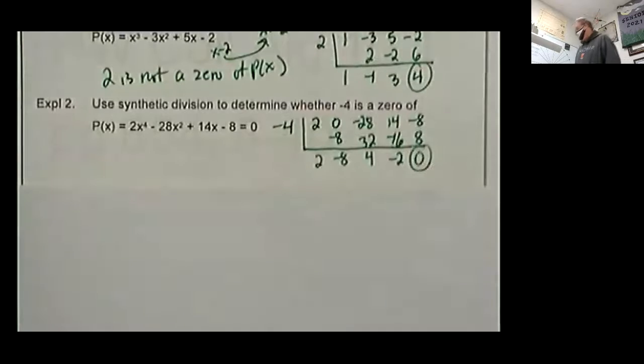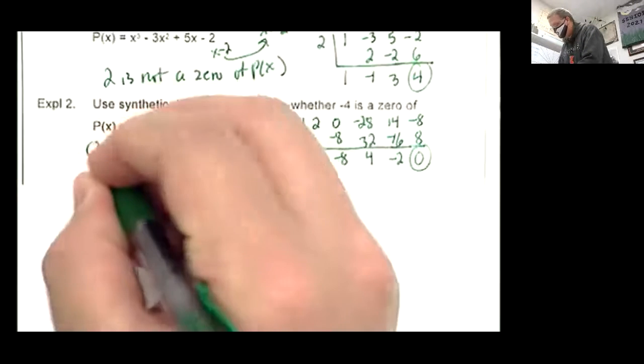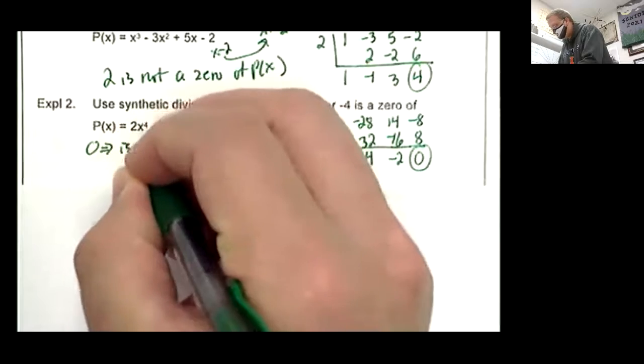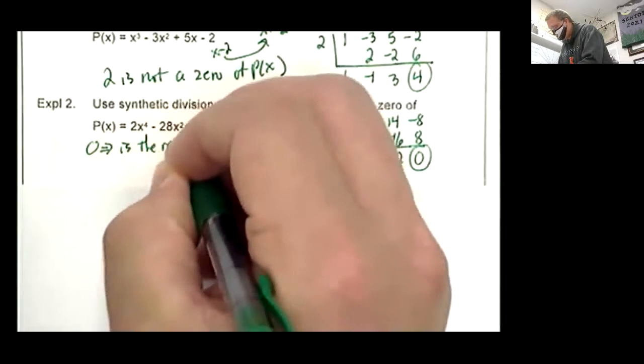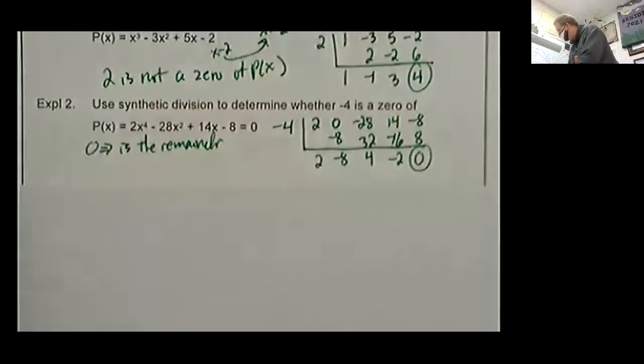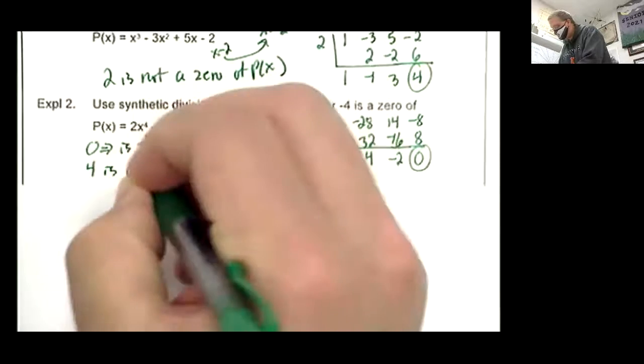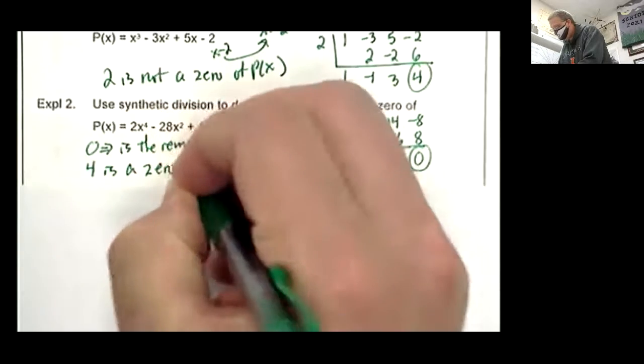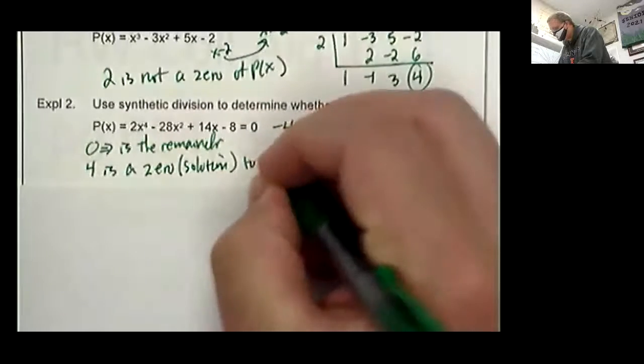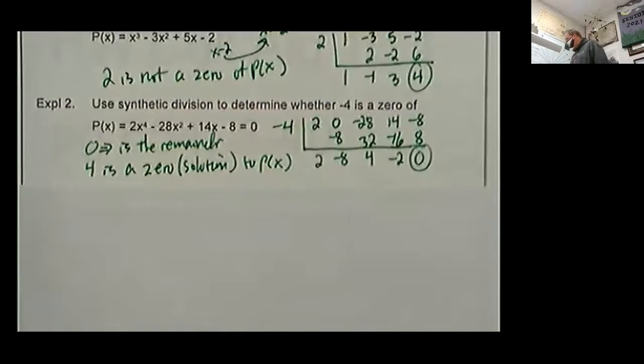Here we do get a remainder of 0. What does that tell us? That tells us then 0, we want to note, is the remainder. That's important because if 0 is the remainder, that tells us -4 is a zero, a solution to p of x, a polynomial.